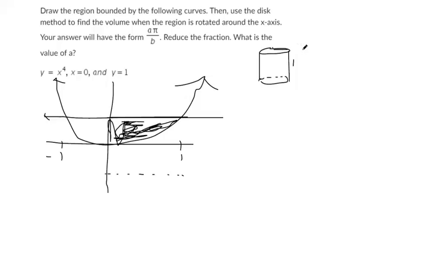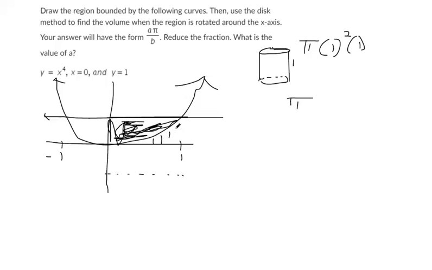So the volume is pi r squared h. So it looks like the volume of this thing is just pi. The volume of the entire thing is pi. We want to find the volume of this area. We can subtract that out of pi, and then we'll have the volume of just this region.